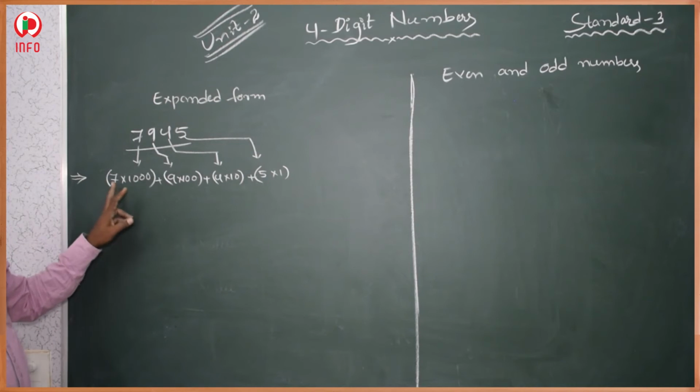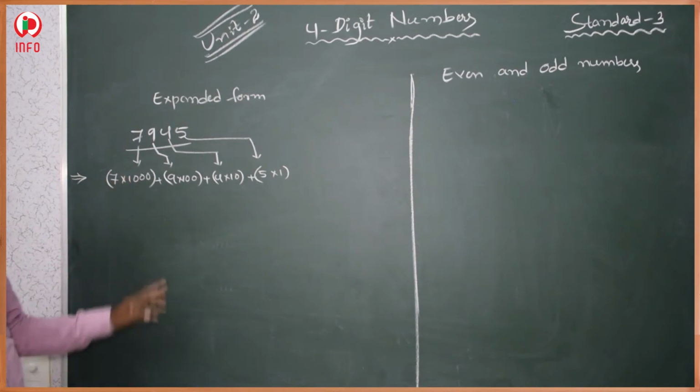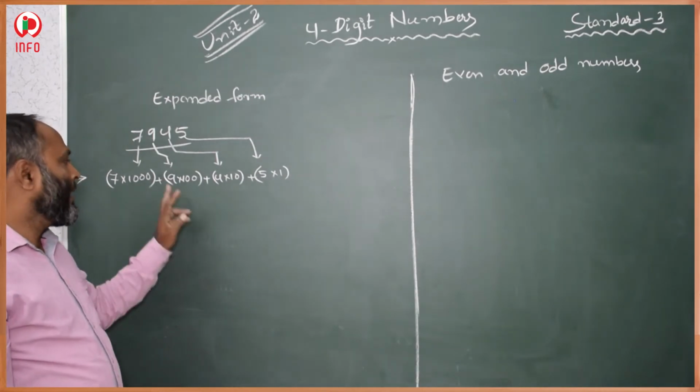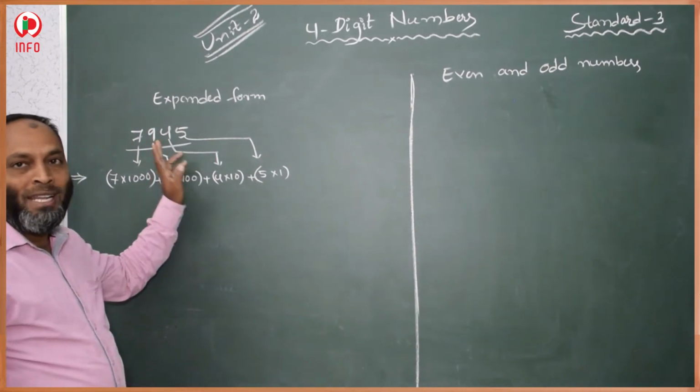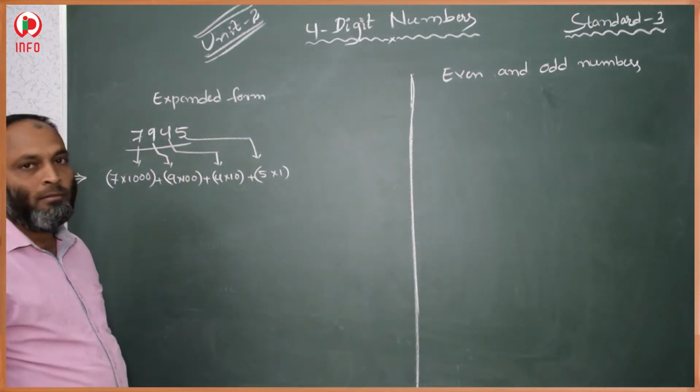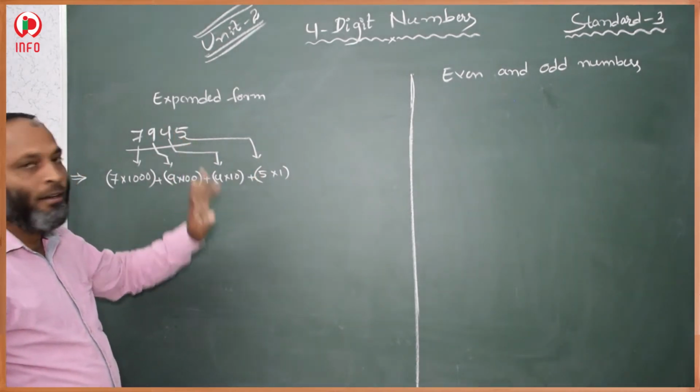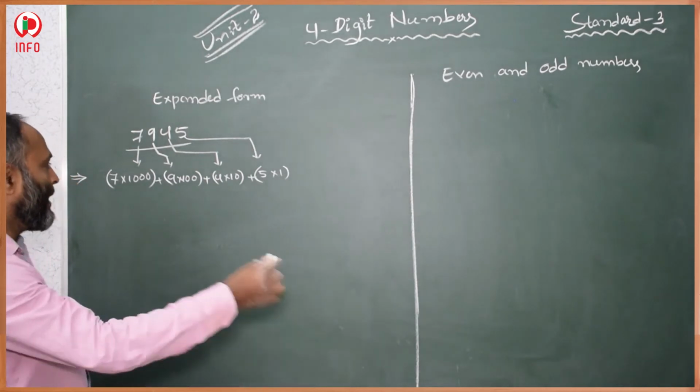7 in thousand place, 7 into 1000. 9 is in hundred place, 9 into 100. 4 is in ten place, 4 into 10. Then 5 into 1. Why 5 into 1? 5 is in ones place. One more example.